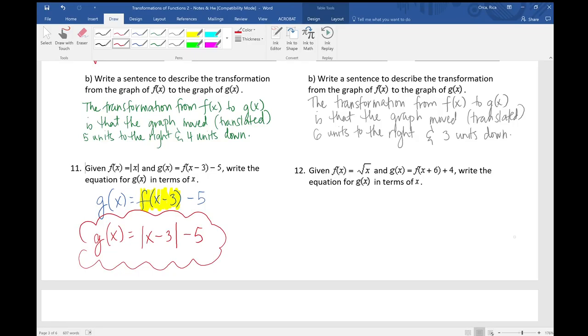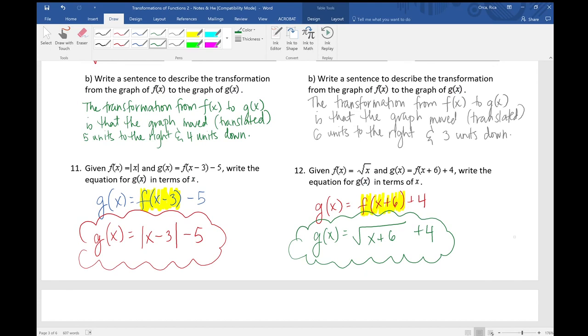Let's look at problem 12. Given f of x equals the square root of x and g of x equals f of x plus 6 plus 4, write the equation for g of x in terms of x. So g of x is equal to f of x plus 6 plus 4. And now we want to replace the f of x plus 6 with the square root. That's going to give us g of x is equal to the square root of x plus 6, and that plus 4 stays outside. This concludes part 2 of our lesson.